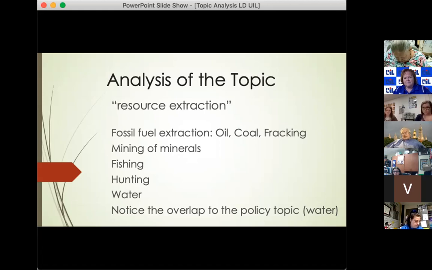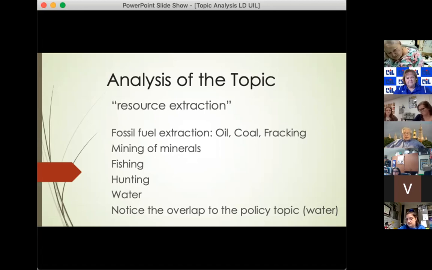And Jana, we had a discussion on the LD Wording Committee, as you know, about whether we should select a resolution that picks a slice of the policy topic or not. We didn't really think about this one as taking a slice out of the policy topic, but in fact, when you think about it, it does. Most obviously, fossil fuel extraction, getting coal out of the ground, extracting oil out in the deep ocean, fracking. All of those are instances of resource extraction.